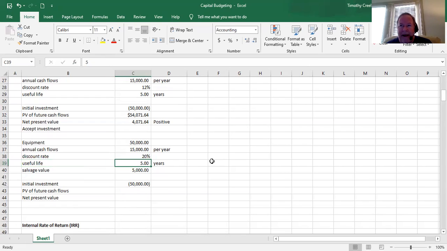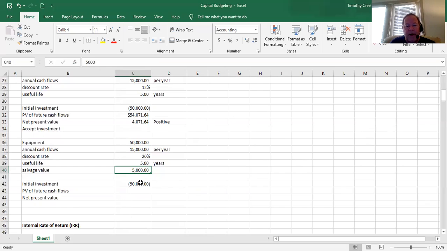Now, one thing I wanted to add in here, I wanted to show you something a little differently too: sometimes a problem will have salvage value involved. And if you remember back from depreciation, salvage value is simply what an asset is worth at the end of its useful life. So in this case, we buy the equipment for 50,000, we use it for 5 years, and it's worth $5,000. Sometimes an asset will have no salvage value, like the first example we looked at, but this one has 5,000. So let's work this problem out here.